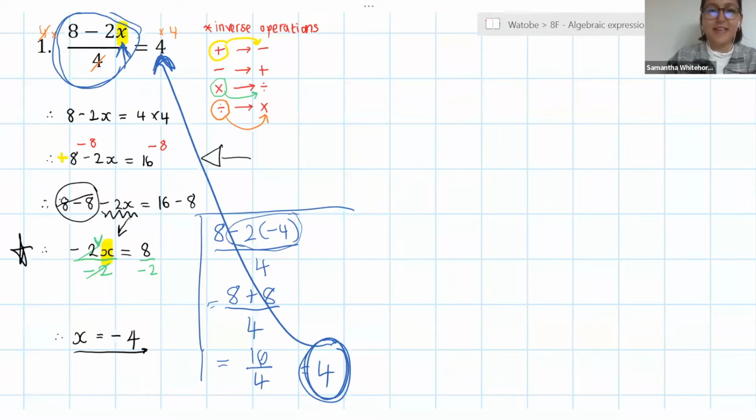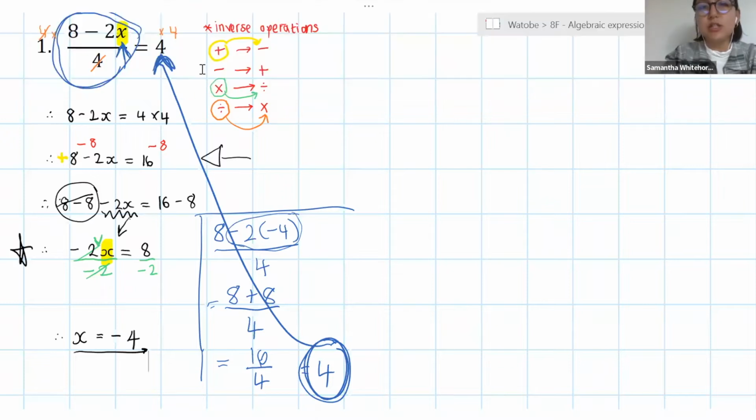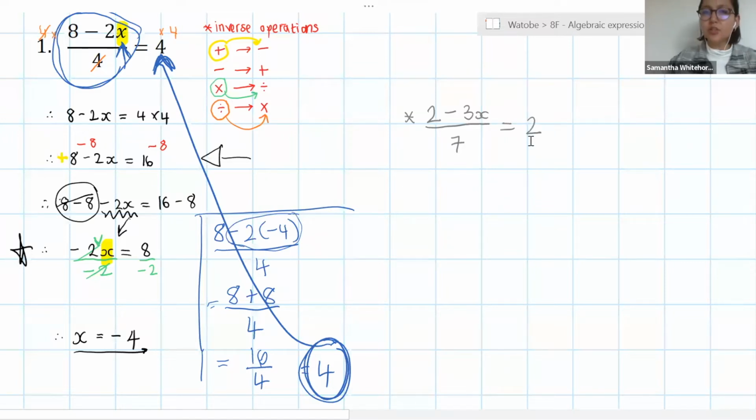Okay, so we got through. Awesome, guys. So let's quickly try another one like this, just so that we can get a little bit of practice. I'm going to write in the question here for you. We've got 2 minus 3x, divided by 7, is equal to 2. So have a try of that one quickly for me. You can follow the steps that we've done in question 1. It's very similar to question 1. Remember your inverse operations, and have a go and see how you would do that.